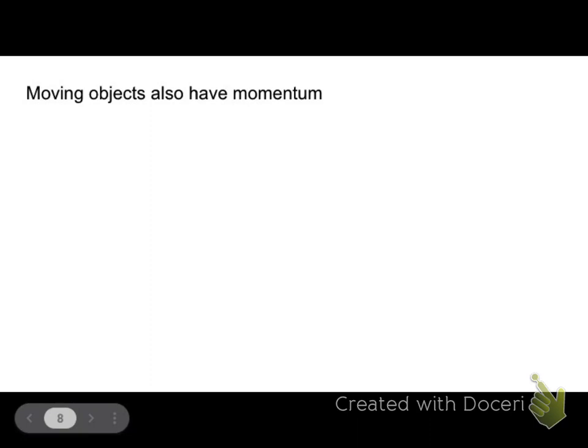The last thing I want to talk to you about is a thing called momentum. It's something that all objects that are in motion have. Now, you may have heard the word momentum used to describe maybe a sports team. So if somebody says a baseball team has a lot of momentum, what do they mean?